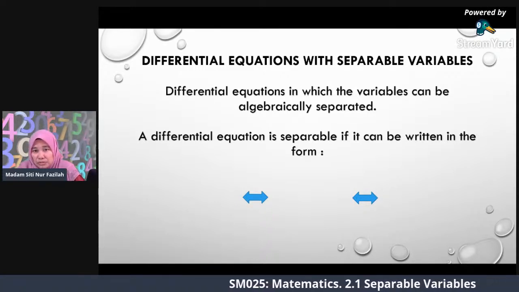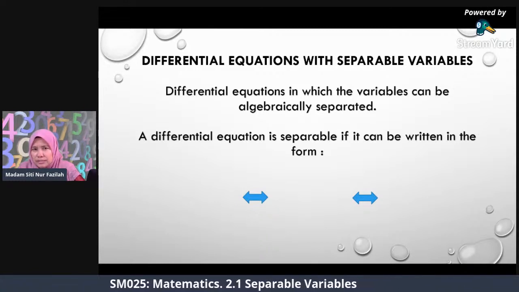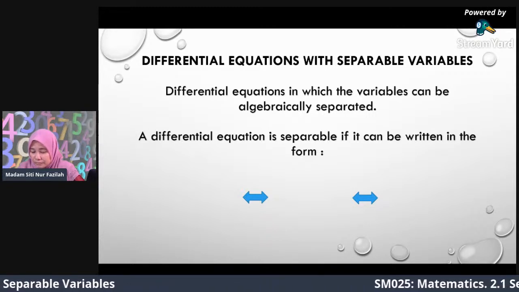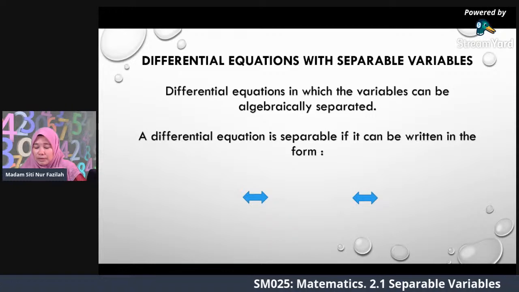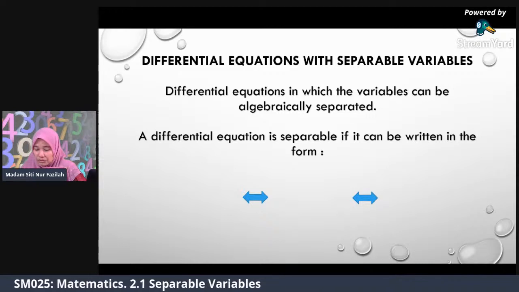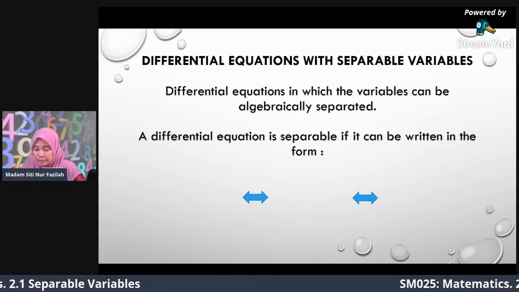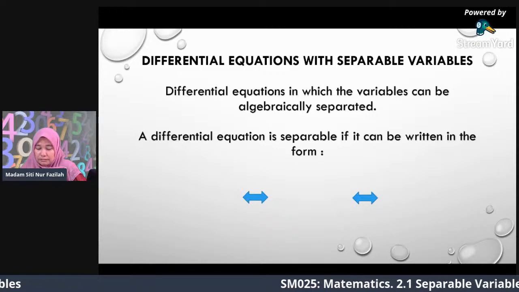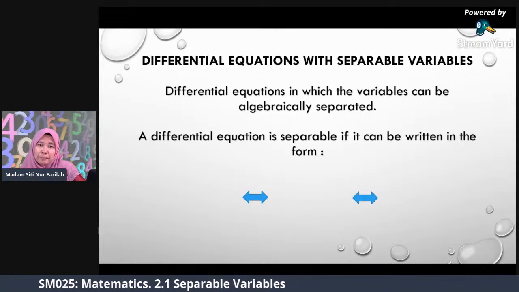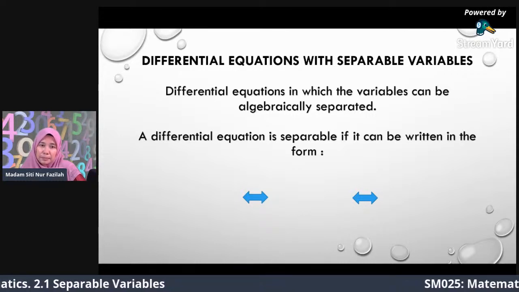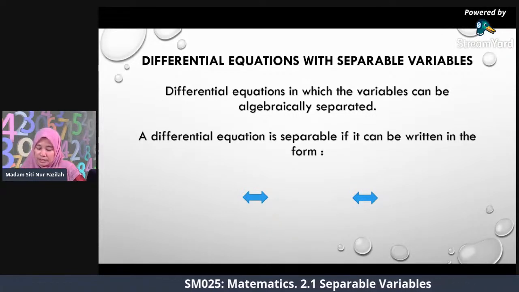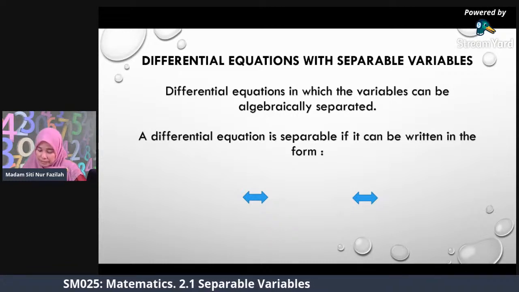We have two methods to solve a differential equation. First one is separable variable and another one is integrating factor. But for the learning outcome today, we only discuss separable variable. How to solve a differential equation with separable variables? If in a differential equation the variables can be algebraically separated, that means we can separate the function of x and the function of y, we can solve by using separable variable.